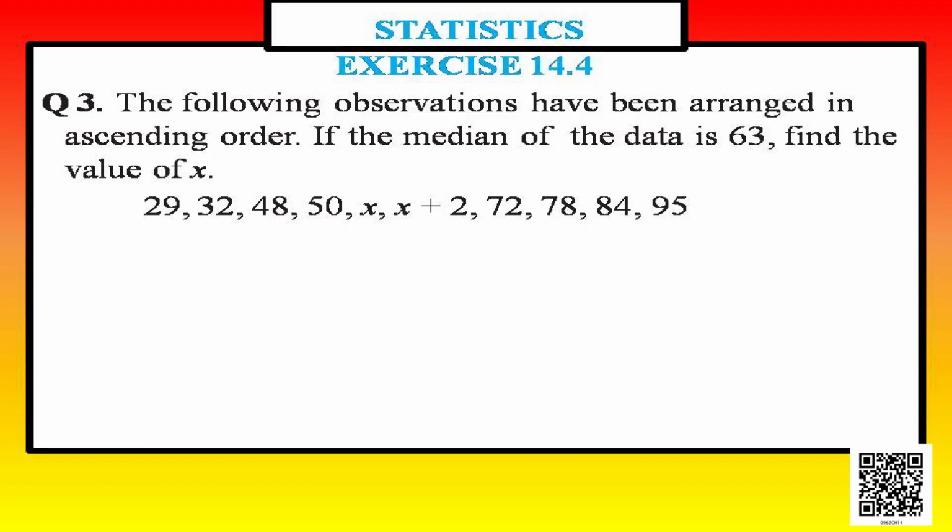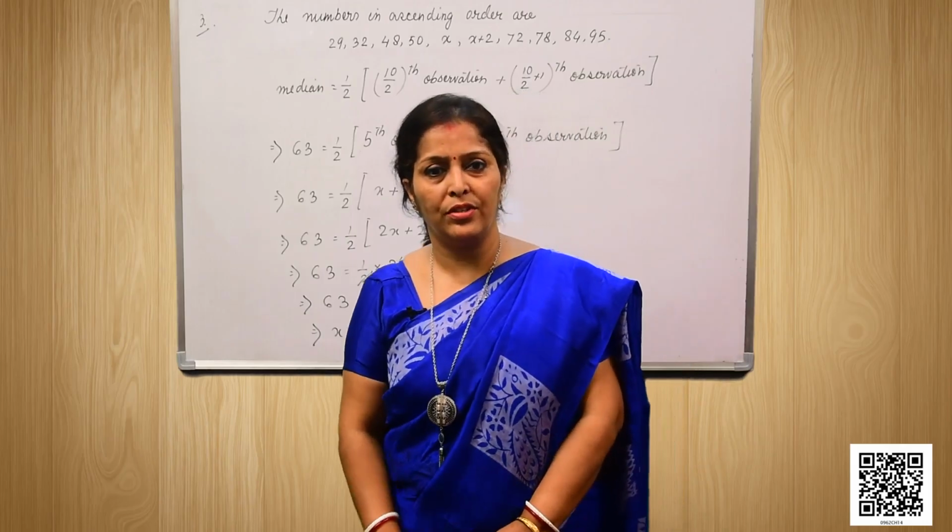Now, let us come to question number 3 of exercise 14.4 that says the following observations have been arranged in ascending order. Now, if the median of the data is 63, find the value of x. The numbers are 29, 32, 48, 50, x, x plus 2, 72, 78, 84 and 95. Now, let us solve it.